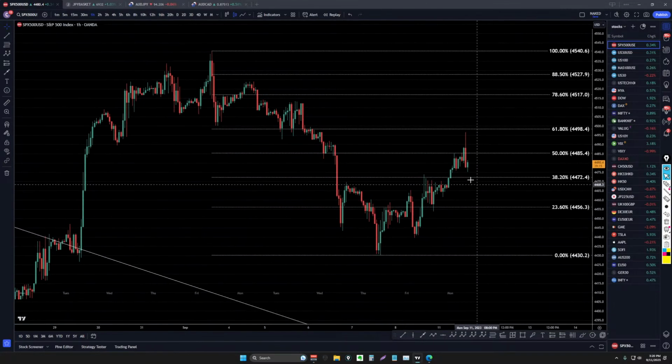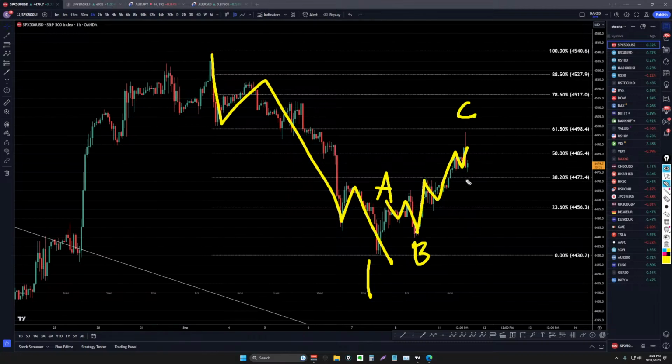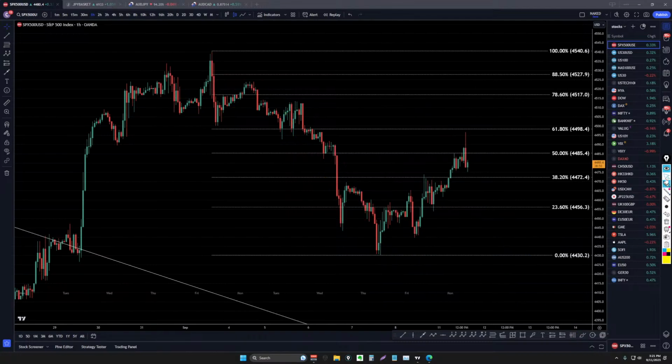Yeah, it's not really holding below. 1, 2, 3, 4, 5. Wave 1. A, B. 1, 2, 3, 4, 5 of C. If it goes down, breaks structure, it's probably going to be the end of a wave 2, and then probably go down for a wave 3.